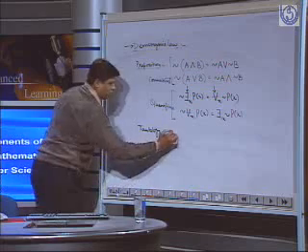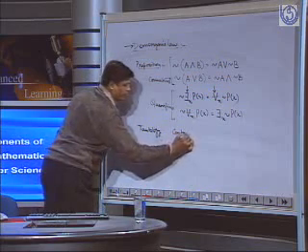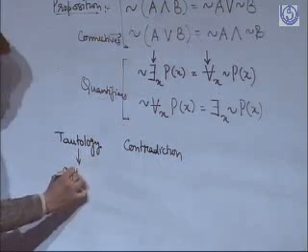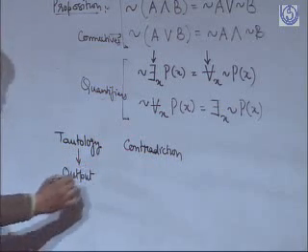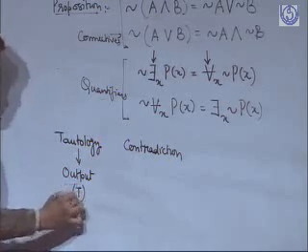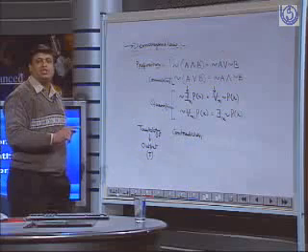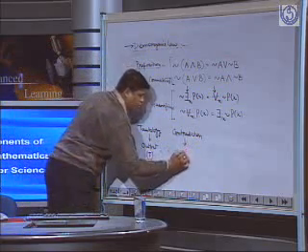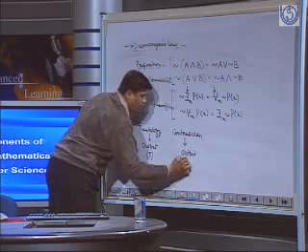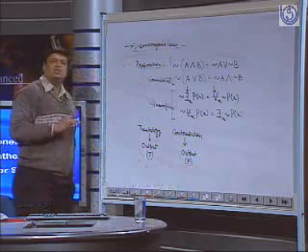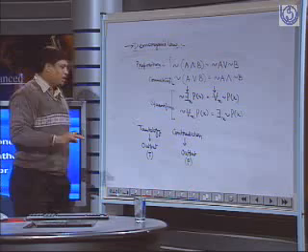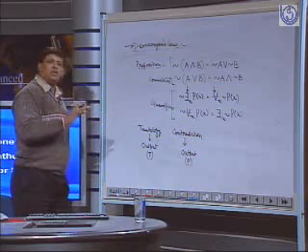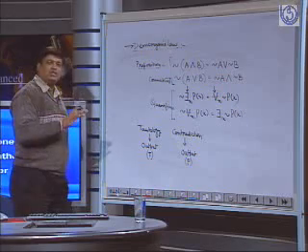and contradiction. The tautology section says the output should be entirely true, and if the output is entirely true, then the rule which we are discussing is correct. If all the values of the output are false, that means the entire rule is wrong. In order to have tautology and contradiction, the major role is played by the connective which is known as implication.